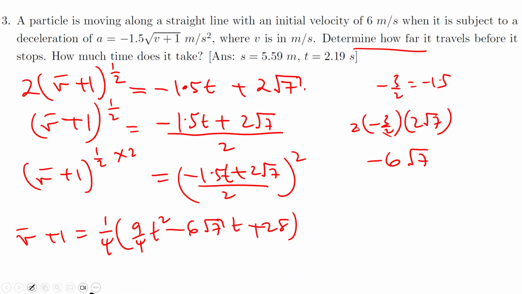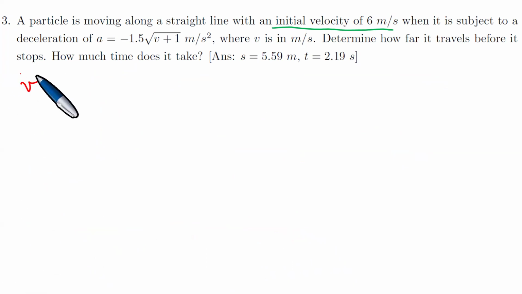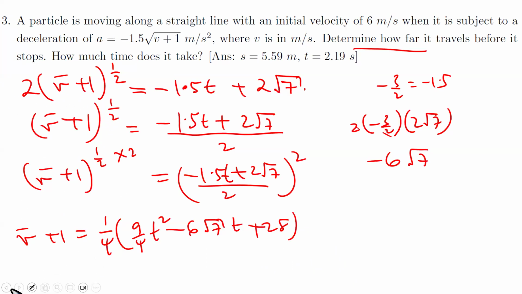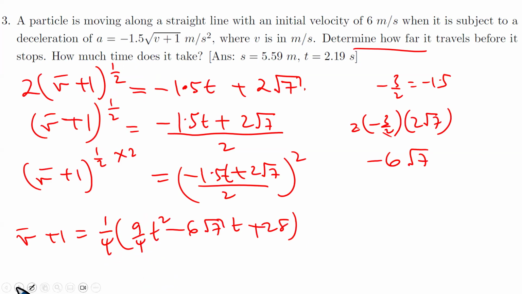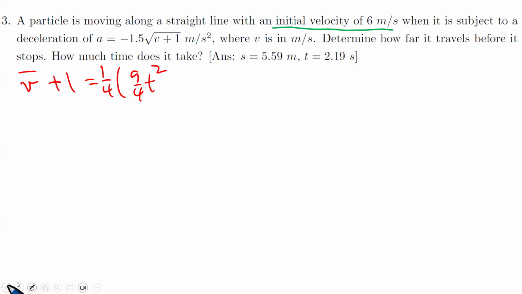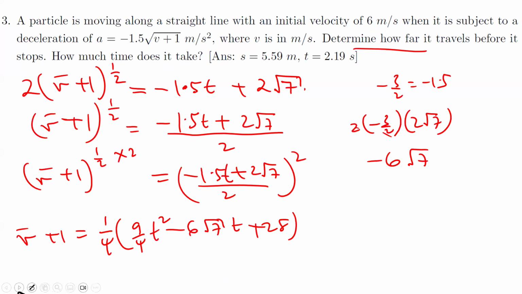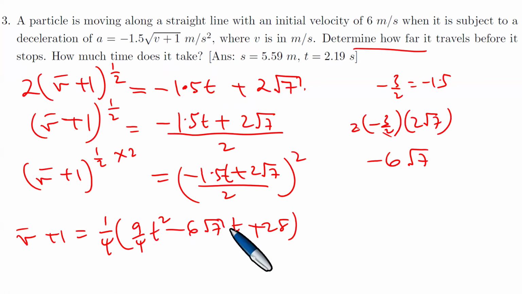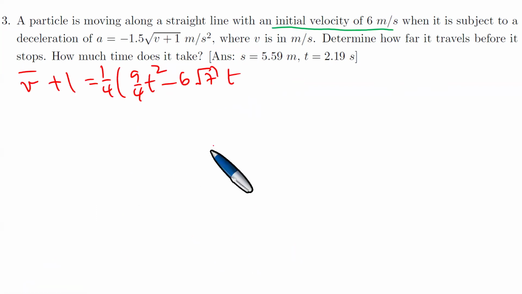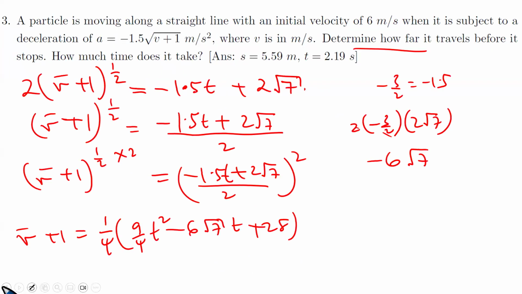Okay, now if you square this, it is v plus 1, and then it means that we have v plus 1. Just trying to use a different method to see if there's a small error in the calculations. So obviously then you have 1/4 times 9 over 4 t squared. Check. Minus 6 times the square root of 7t, plus 28. Okay. Right, so you see.